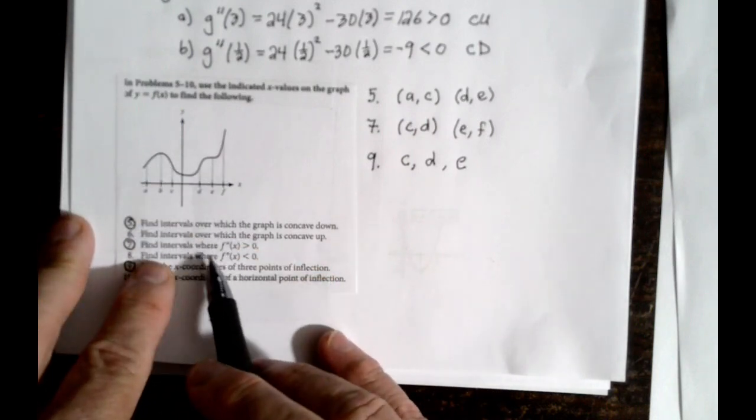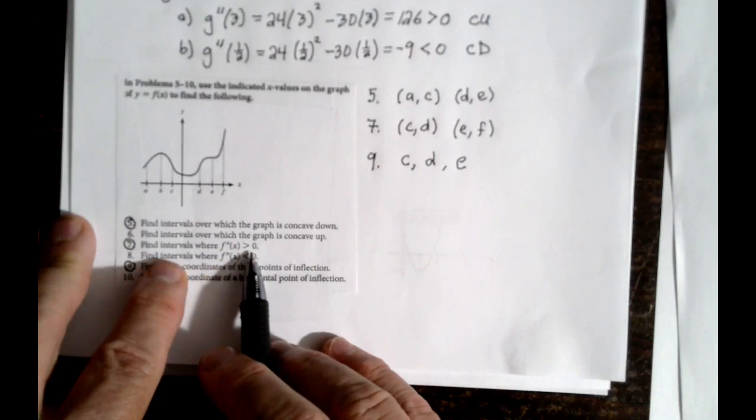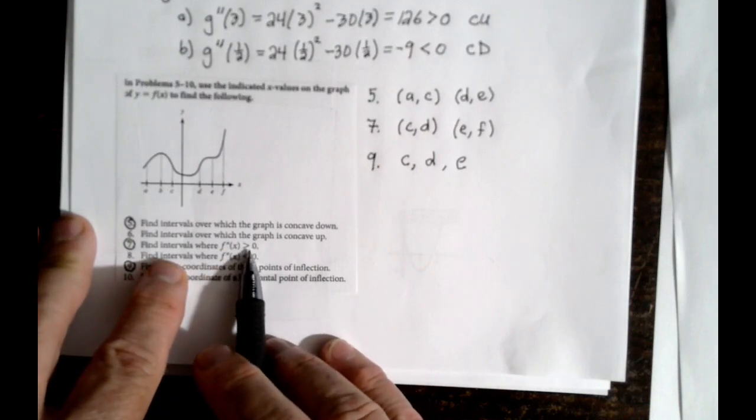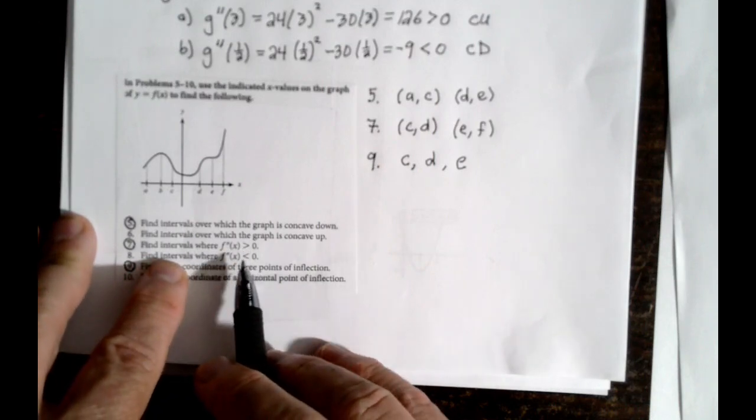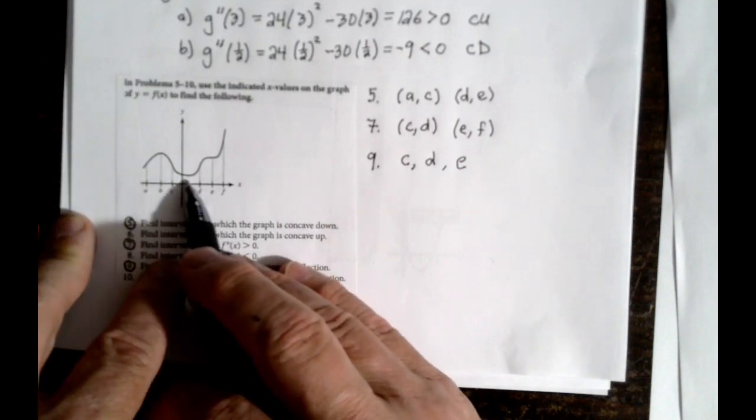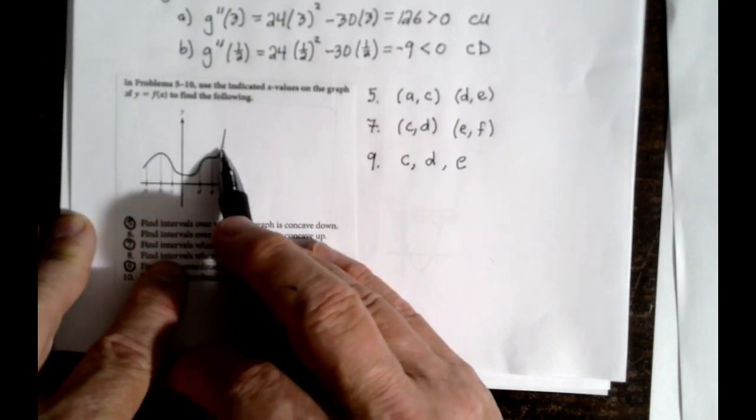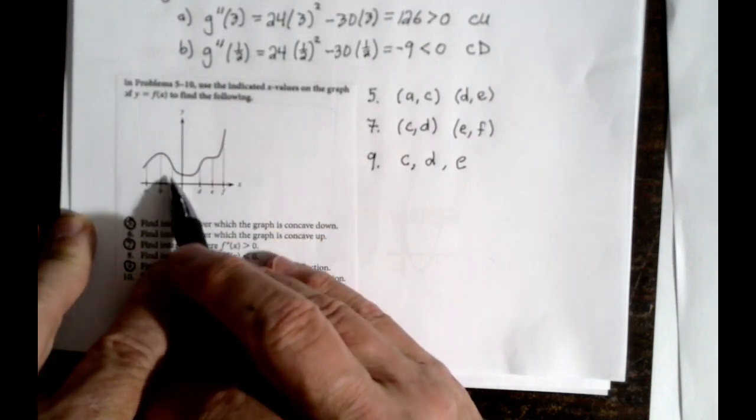Number 7 says find the intervals where the second derivative is positive. Alright, second derivative is positive where it's concave up, and we know it's concave up here, we know it's concave up there, so EF and CD.